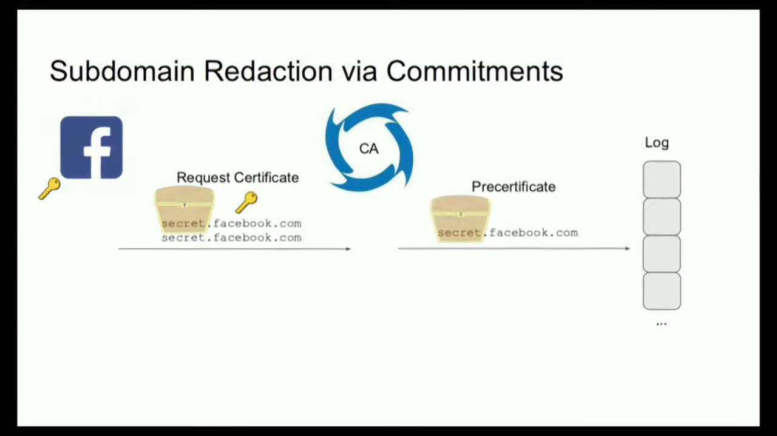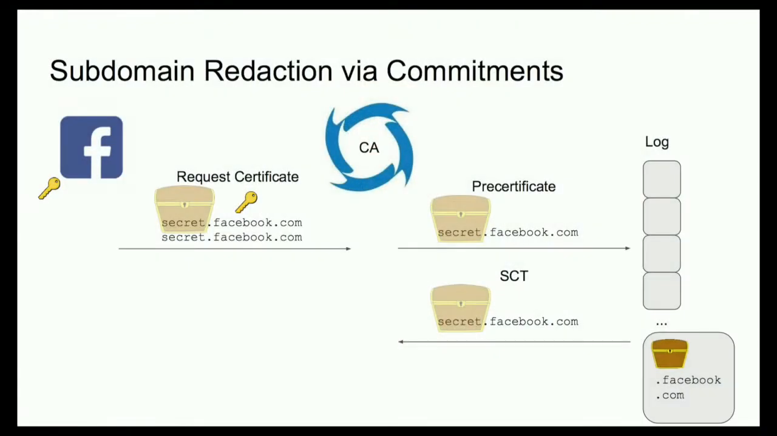And also you send over the opening for the commitment to the CA. So what gets sent to the log is going to be a pre-certificate that has the secret in a commitment and then .facebook.com. So what the log ends up logging is the commitment to the name of the subdomain .facebook.com. So anyone who looks at the log doesn't know what it is that Facebook is hiding on the log. It just knows Facebook has something on the log. And likewise, the SCT, this signed promise that this information is included in the log, only includes this commitment and not the actual plain text of what the subdomain is for.